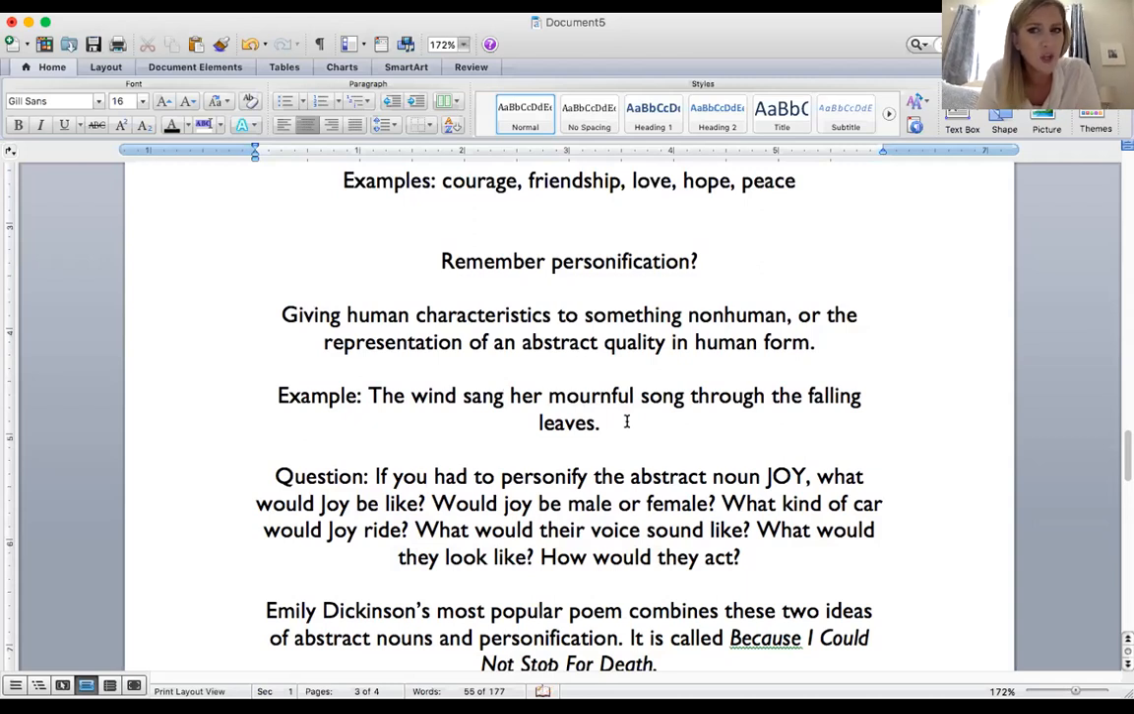Well, I know wind is not a person, and I know wind cannot literally sing, but here we're giving the human quality of singing, and we also gave wind a gender. Wind is female because there's a pronoun her, okay? And personification can be really fun. We have Beauty and the Beast, which is a huge example of personification with talking clocks. Well, Emily Dickinson personifies death in this poem.